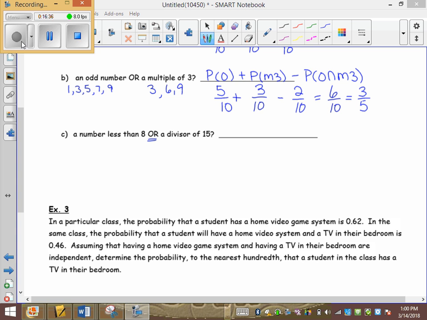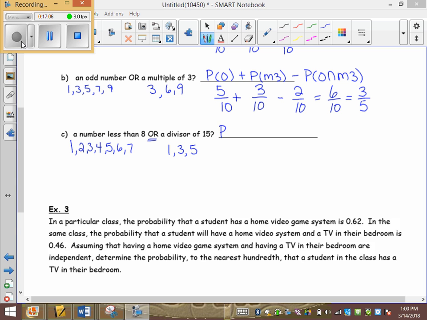Okay, a number less than 8. Does it say less than or equal to? It says less than. So 1, 2, 3, 4, 5, 6, 7. A divisor of 15. 1, 3, 5. That's it. Right? Overlap or no overlap? Are any of these numbers overlapping? Yeah, actually all 3 of them are, right? So it's not mutually exclusive.